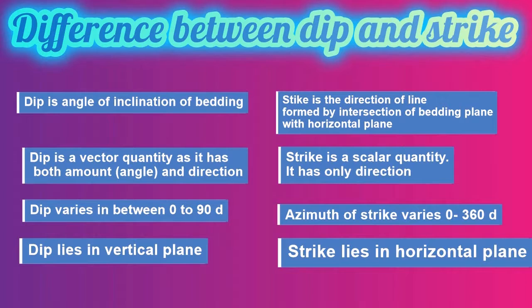Dip varies between 0 degrees to 90 degrees, whereas the azimuth of a strike varies between 0 to 360 degrees. Dip lies in a vertical plane, whereas a strike lies in a horizontal plane.